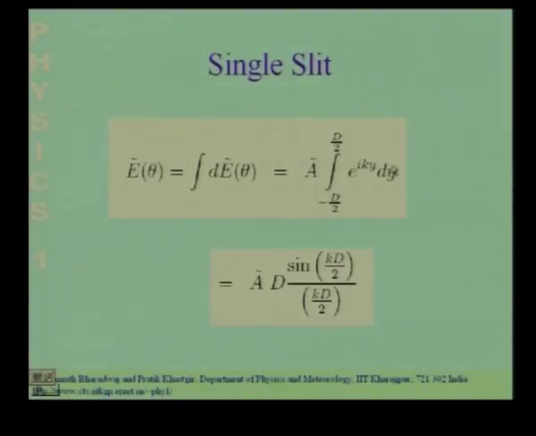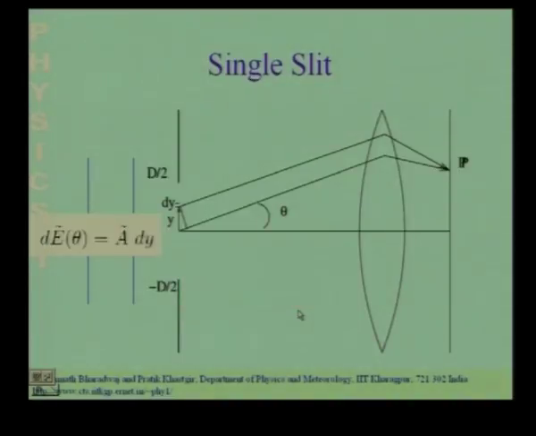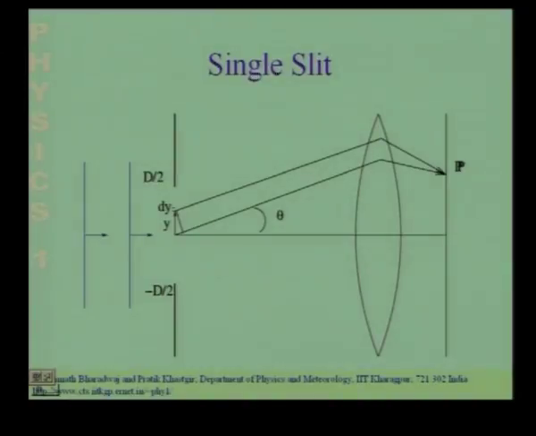We had done this integral in the last lecture, and it gave us A tilde into d into sine k d by 2 divided by k d by 2. So, we had calculated this. To get a physical picture of what this is all about, we are essentially adding up the waves emitted from sources located all the way from here to here, and they are all emitted with the same phase, but by the time they reach here they arrive with different phases.